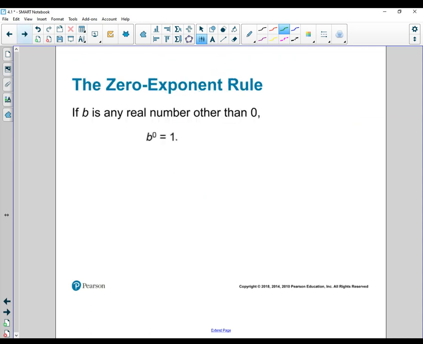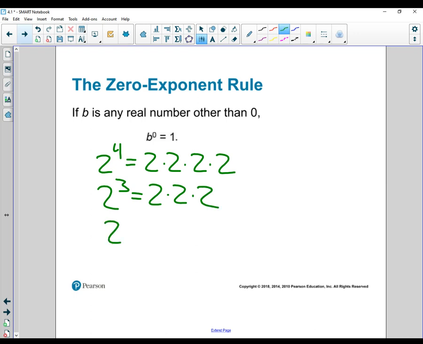Anything to the 0 power is 1. It makes complete sense. Well, let's think about this. 2 to the fourth is 2 times 2 times 2 times 2. 2 to the third is 2 times 2 times 2. 2 squared is 2 times 2. 2 to the first is 2. 2 to the 0. What have we done every time?